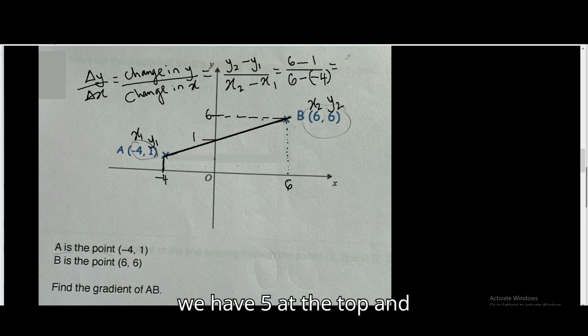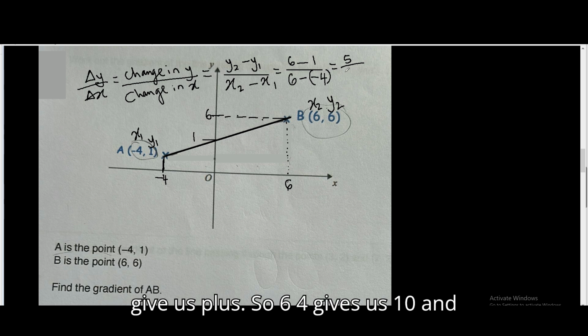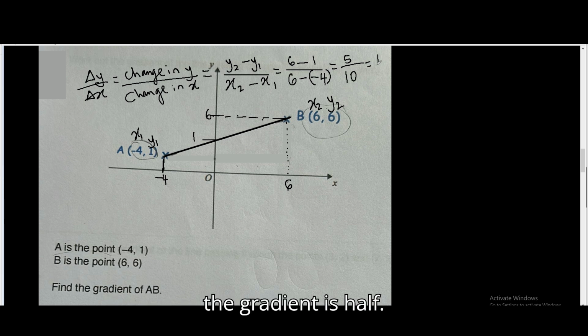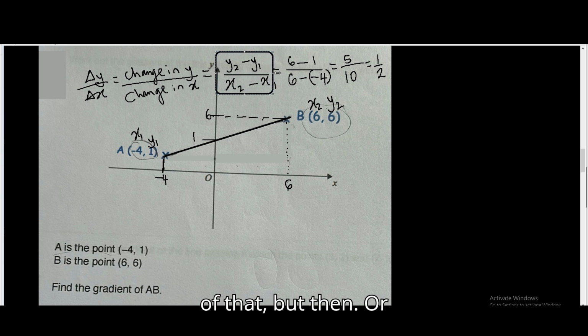So here we have 5 at the top, and 6 minus negative 4 is simply 6 plus 4, because minus times minus is going to give us plus. So 6 plus 4 gives us 10, and the gradient is half. So this is always the formula to use for your gradient. Let's take note of that.